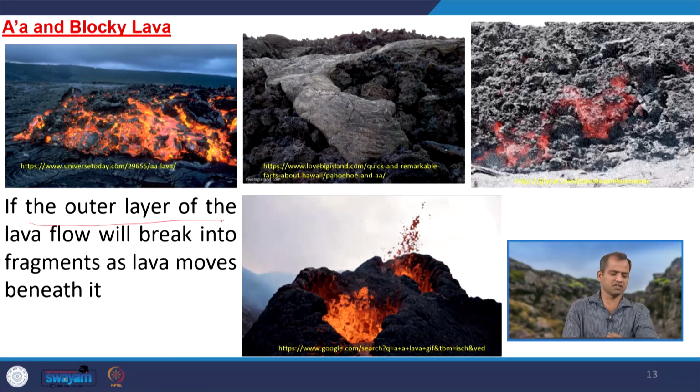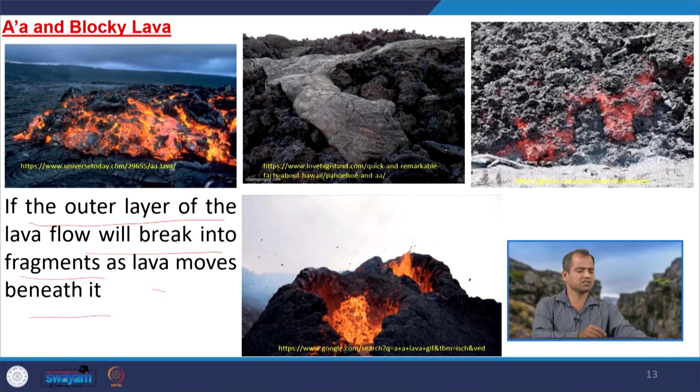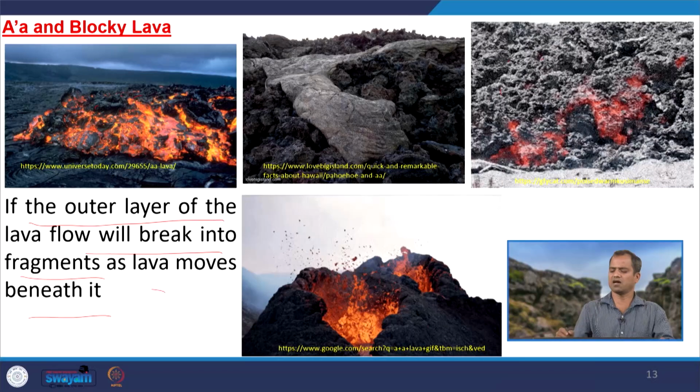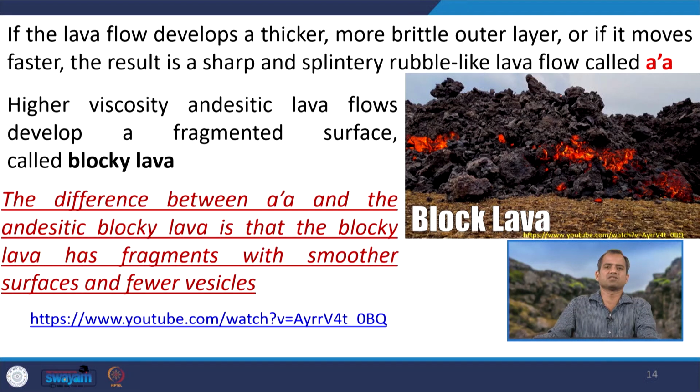In AA lava, the outer layer of the lava flow breaks into fragments and the lava moves beneath it. Now you see the lava is moving and these outer fragments are lying here and there, and it is a very sharp and very rough surface. If the lava flow develops a thick or more brittle outer layer, it moves faster and results in sharp, splintery rubble-like lava flow, which is called AA lava. You see here the lava is flowing slowly and the outer surface is so sharp that it is very difficult to touch it. This is also called blocky lava.